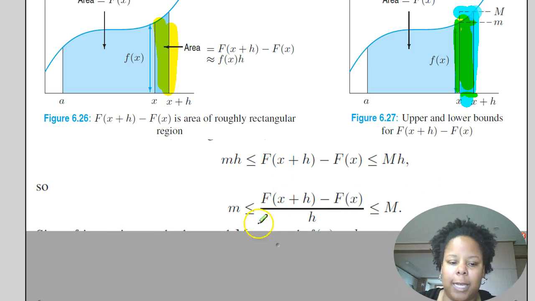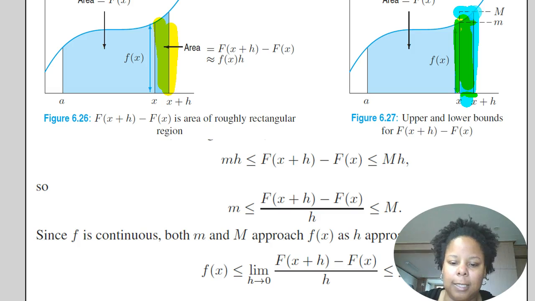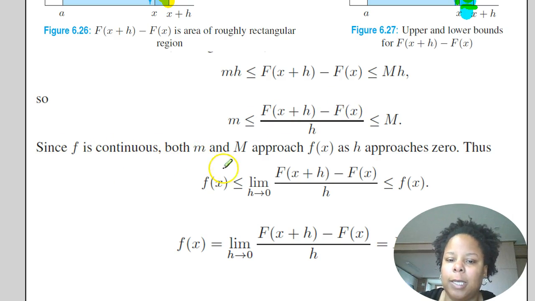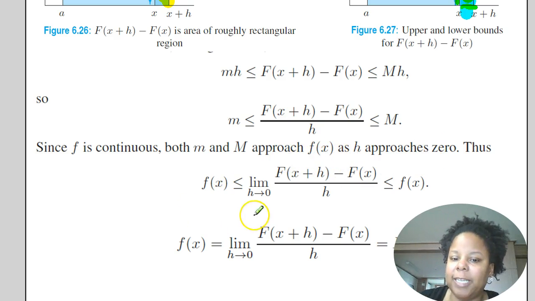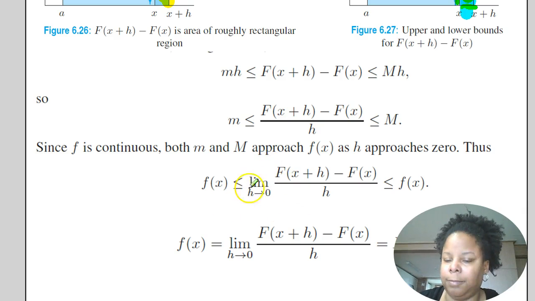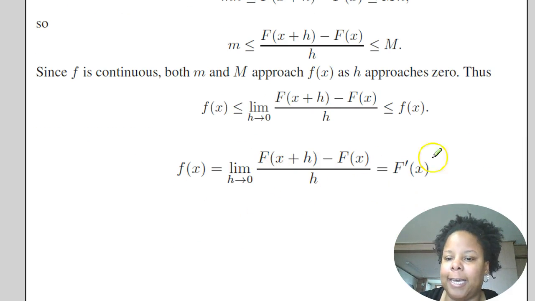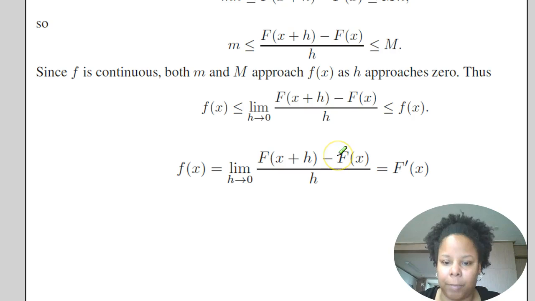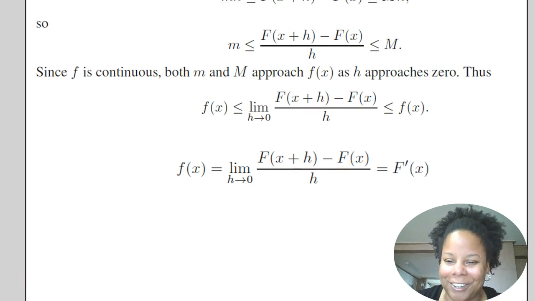Well, let's divide both sides by h, and let's keep going. So since f is continuous, then both lowercase m and big case M approach f of x as h approaches 0, which means that the limit as h approaches 0 of this is actually going to be the area under the curve of f of x. And this is why we can say that little f of x is equal to the derivative of big F of x, because this right here is an example of the slope of the secant line as h approaches 0, which basically gives you the limit of the tangent line slope. Okay, so one more thing before we go.